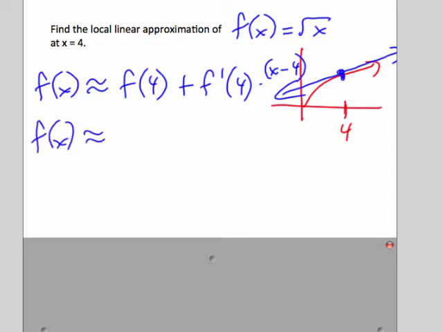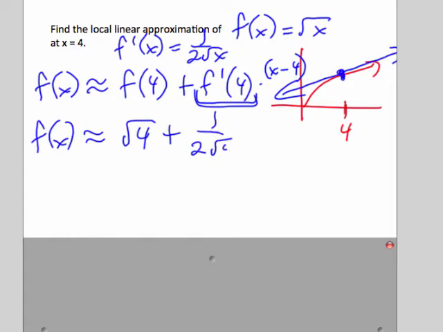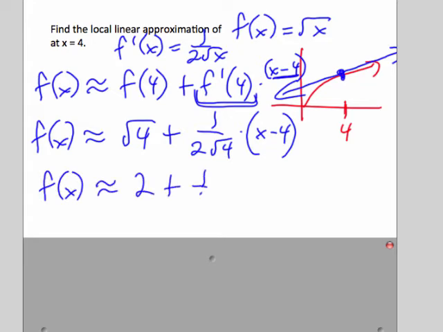So let's calculate this out. f of x is approximately f of 4, which is the square root of 4. That's the y value of my starting point, plus the derivative at 4. Well, we know that f prime of x is 1 over 2 root x. So this would be 1 over 2 root 4 multiplied by my delta x, which is x minus 4. It depends how far away from 4 I am. And if I simplify that, my approximation will be 2 plus a quarter of (x minus 4).